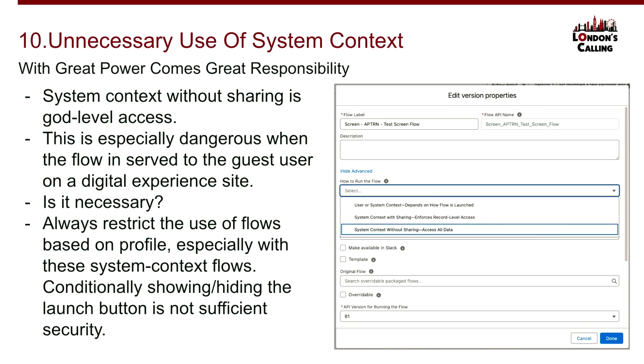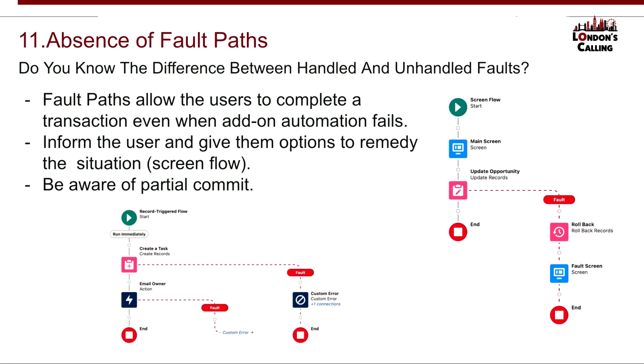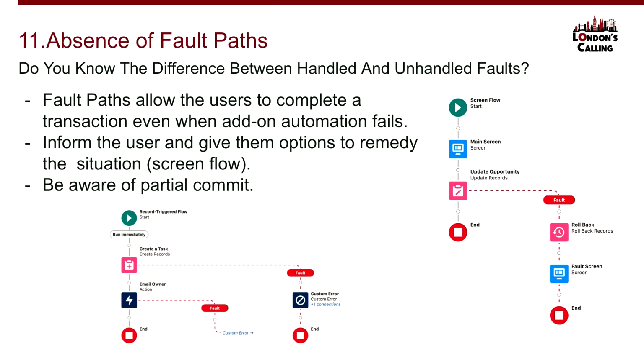Is it necessary? And sometimes in practical applications, we see people hiding buttons, you know, actions, to avoid some profiles from using some flows that run in system context. That's not security, that's focus, right? So if you want real security, you need to do that at the profile level. Now we can actually decide when the profile runs the flow.